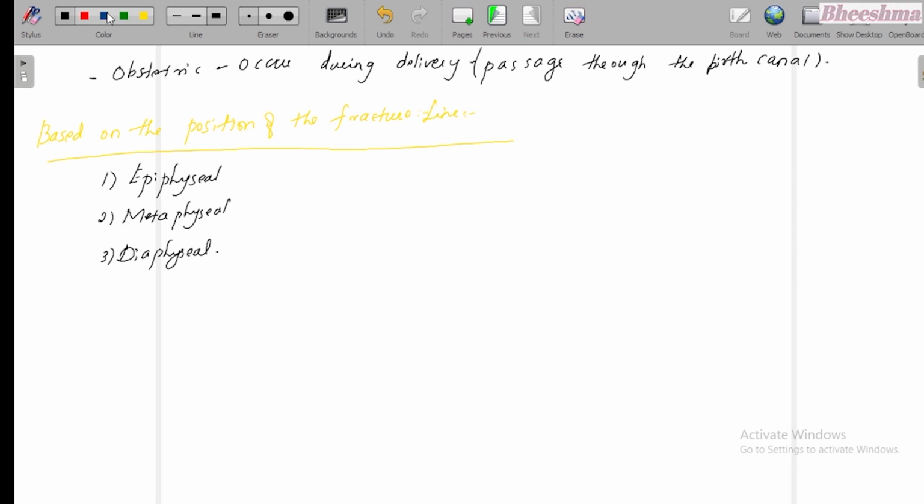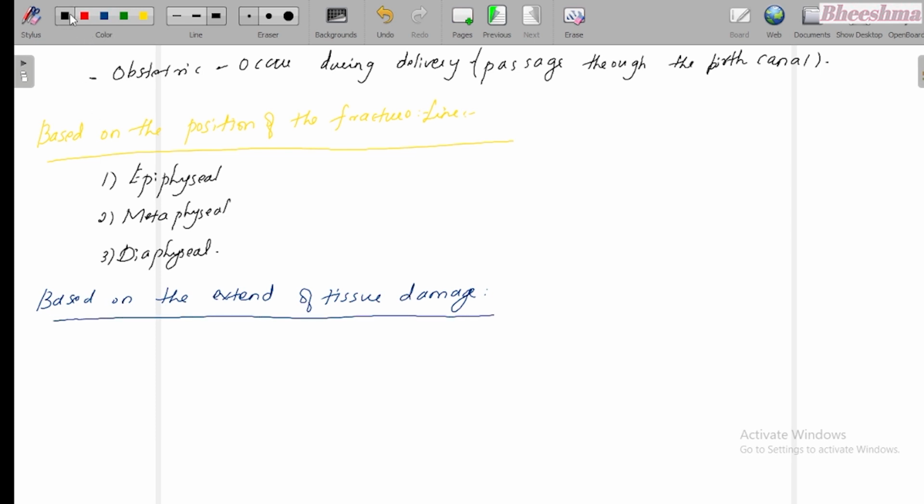Then next about based on the extent of tissue damage. The first one is complicated and the second one is non-complicated.